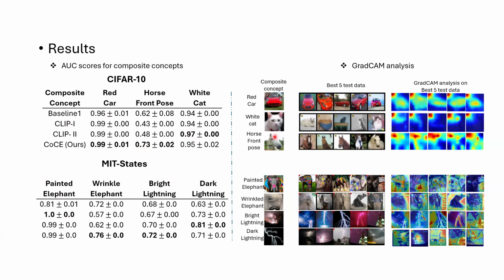On the right-hand side, we can see dataset-wise composite concepts and the corresponding top 5 test samples classified by the COC model. The GradCAM heat map shows the activation region aligns with the composite concept features. For example, we can see the painted elephant. The GradCAM heat map highlights the painting on the elephant.